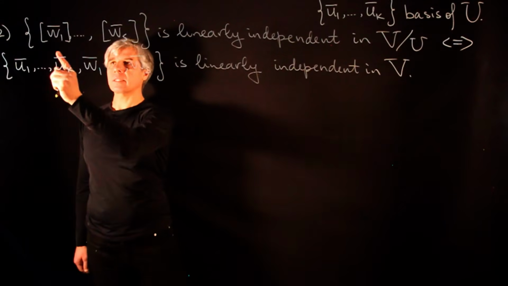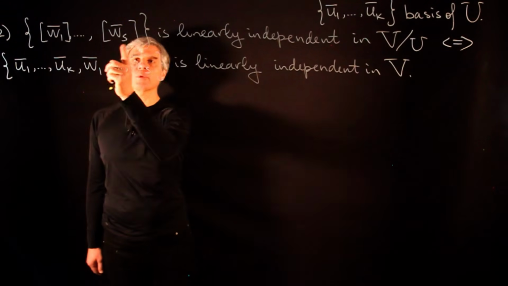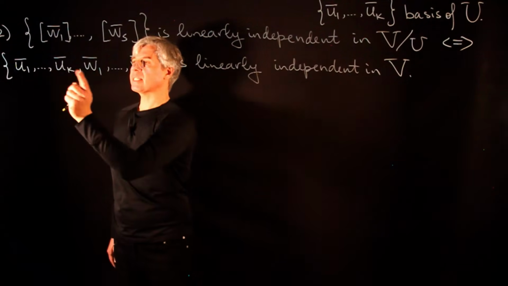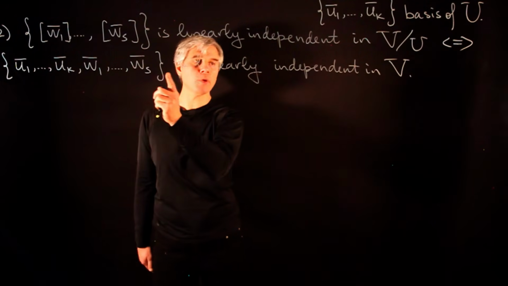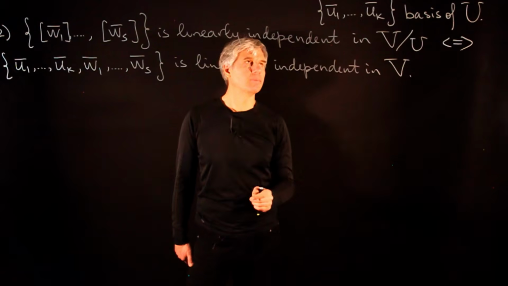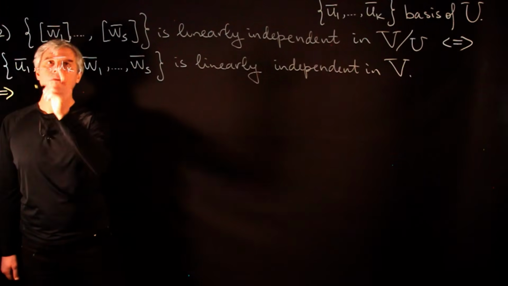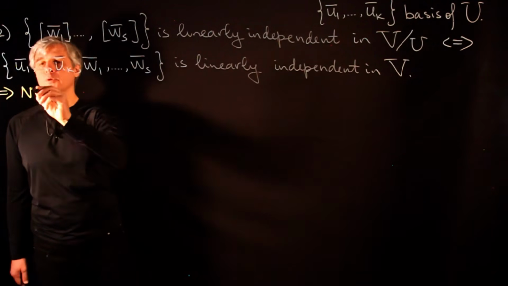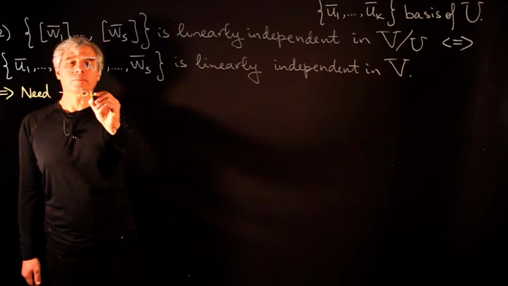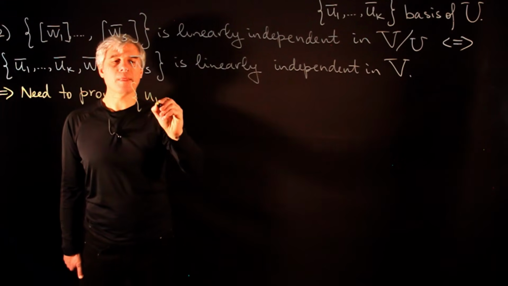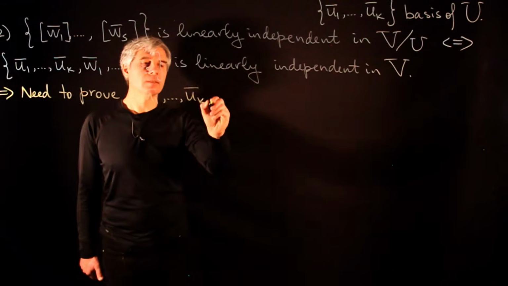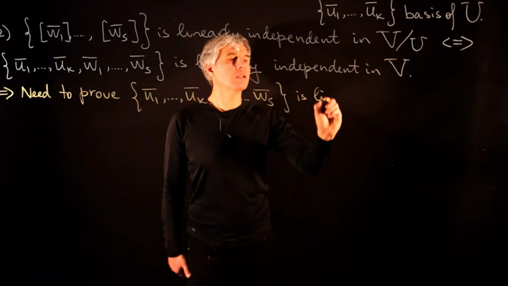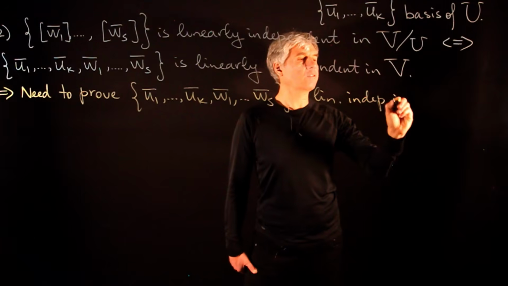Our second claim is that the set of equivalence classes of W1 through Ws is linearly independent in the quotient space if and only if the combined set U1 through Uk, W1 through Ws is linearly independent in V. So let us prove the forward direction. We assume that we have a linearly independent set in the quotient space, and we need to prove that the set U1 through Uk, W1 through Ws is linearly independent in V.